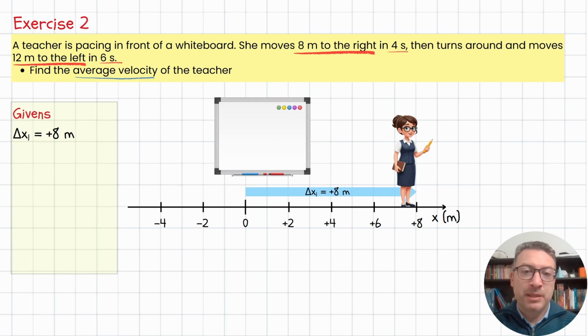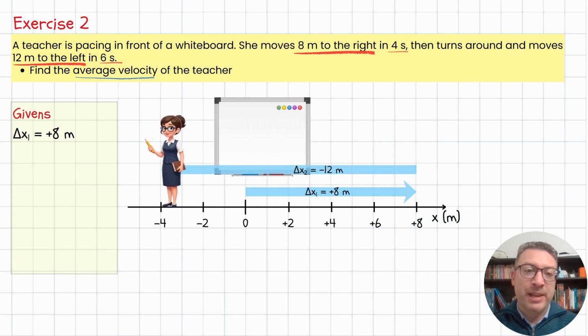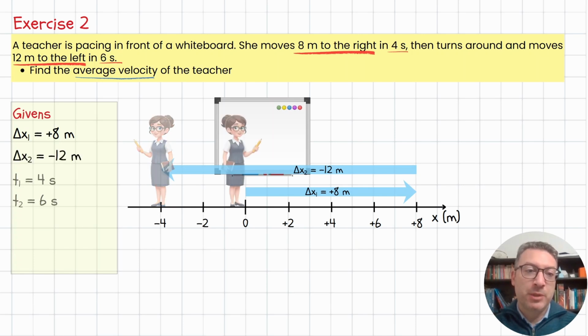After this displacement, the teacher moves 12 meters to the left. In this case, the displacement will be negative, and we will call it delta x2. We know the time intervals needed for both displacements, which are 4 seconds and 6 seconds, and the unknown is the average velocity.